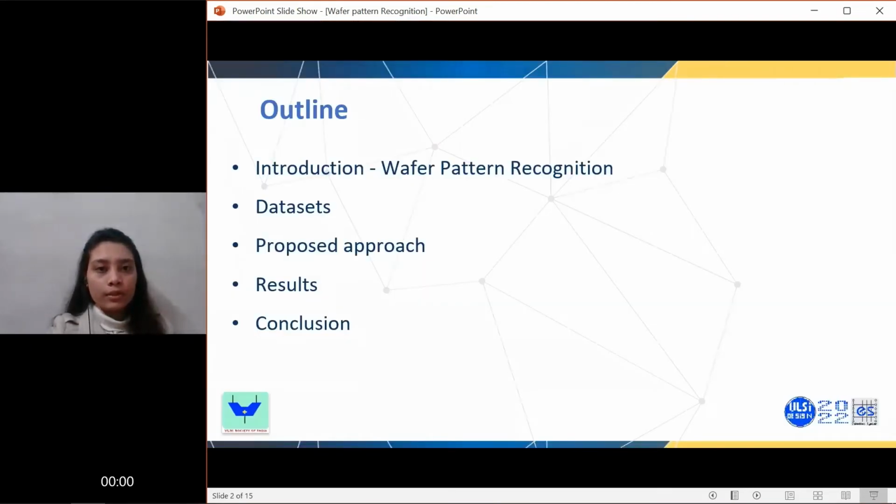The presentation is organized in the following manner. First, we will start with the introduction to wafer pattern recognition. Then we will discuss the datasets that are used for experiments, followed by the proposed approach, and finally we will look at the experimental results and conclusion.